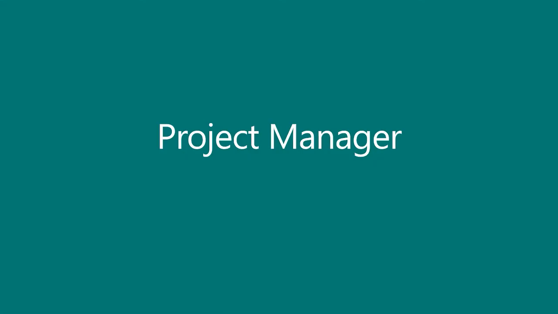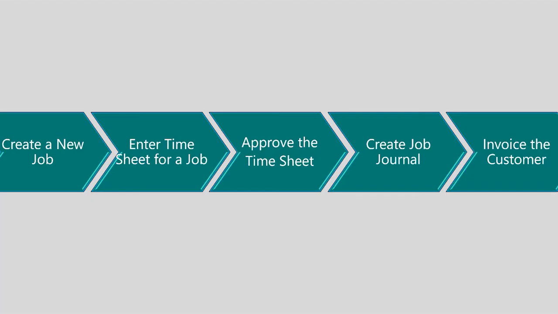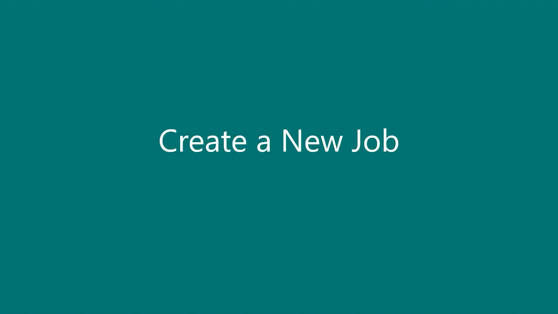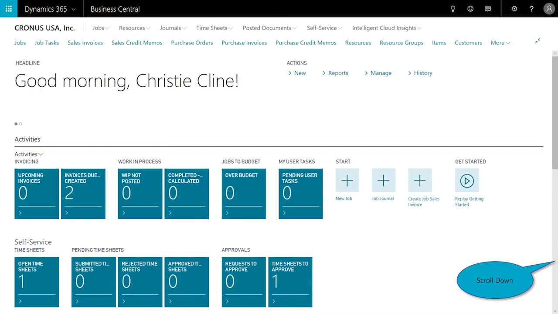In this demonstration, we'll show you the role of the project manager using Dynamics 365 Business Central. We'll begin by showing you a basic process, and that is to create a new job. We'll enter a timesheet for the job. Then we'll have somebody approve the timesheet. We'll create the job journal, and then we'll invoice the customer for that work. So the first step is to create the job.